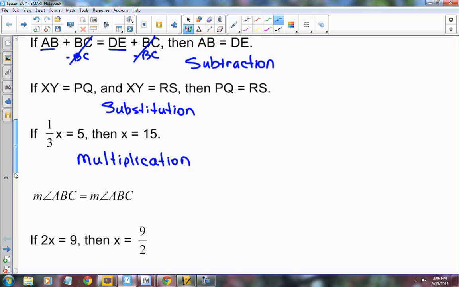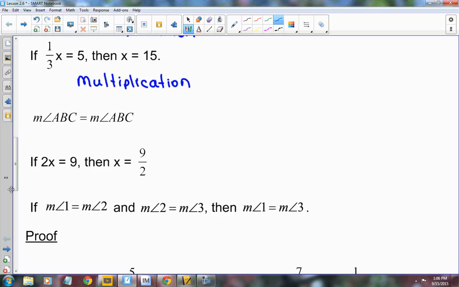Okay, what about this one? Measure of angle ABC equals the measure of angle ABC. That is reflexive. It's like the mirror image. If 2x equals 9, then x equals 9 halves. Division, good.